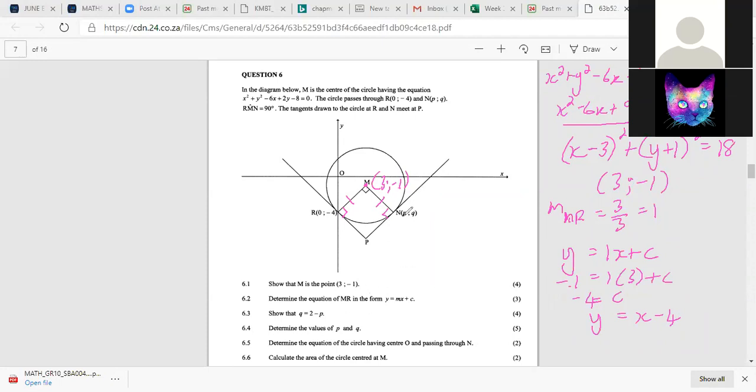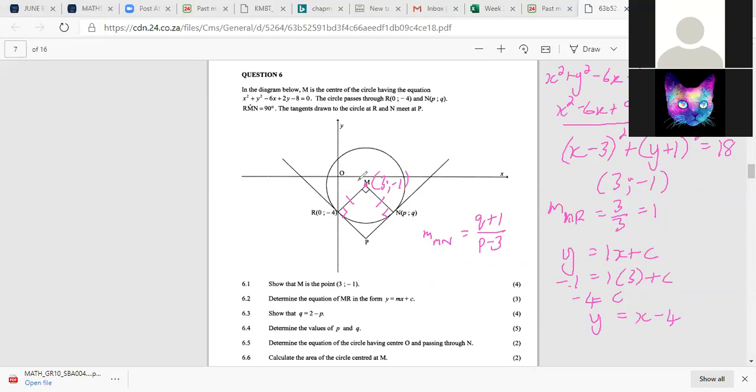All right, so we need to find possibly the gradient of MN, right? And let's see what happens. So we're going to find the gradient of MN. It would be Q plus 1, because it's minus 1. So Q plus 1 over P minus 3. It's going to cut out probably before we finish this, because it's on a time thing. In which case, I'll just try and finish it up next time, okay?